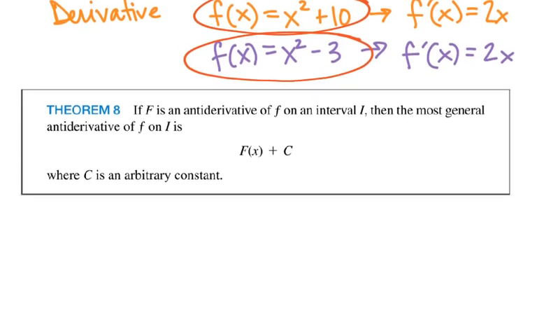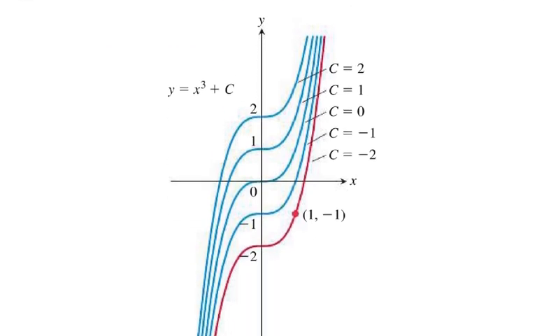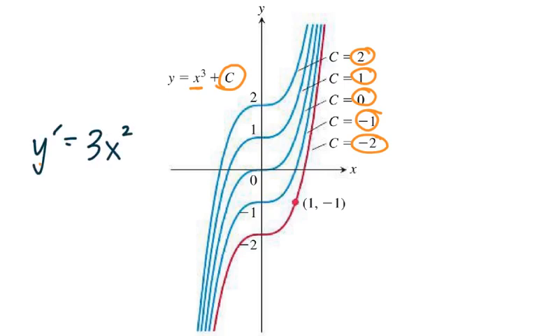If we have a function, capital F, representing an antiderivative of little f on some interval I, then the most general antiderivative of f on I is going to be that antiderivative plus c. And what c represents is an arbitrary constant. And so what we can see here, if I had all of these different functions, y equals x cubed plus some constant c, and that constant being 2, 1, 0, -1, or -2, if I were to take the derivative, let me write that properly here. If I said y prime, I would get 3x squared, and the derivative of that constant would always go to 0, which we wouldn't write.